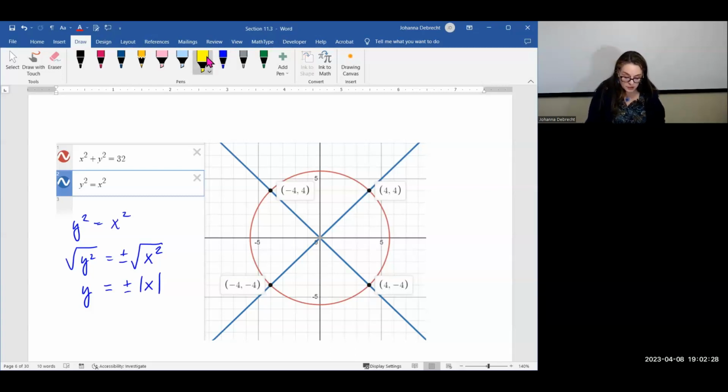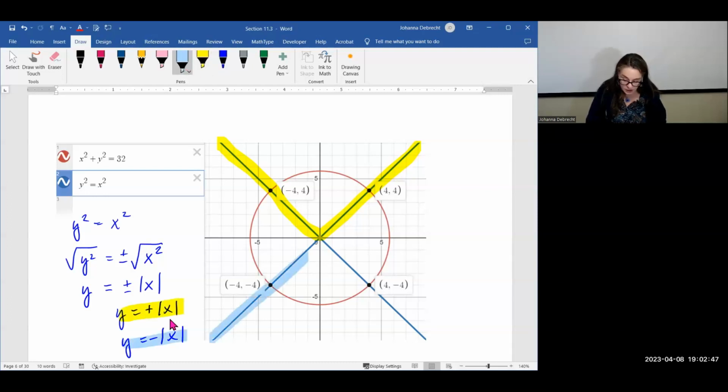The positive absolute value of x, of course, is this one right here that you see opening up. That would be y equals the positive absolute value of x. Y equal the negative absolute value of x, you're going to see on the bottom. That would be this one here, which is this part right here. And then you can see we have our circle of radius square root of 32, which is, of course, 16 times 2. So 4 square root of 2, whatever that turns out to be, a little bit more than 5.